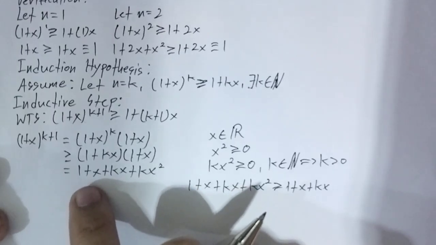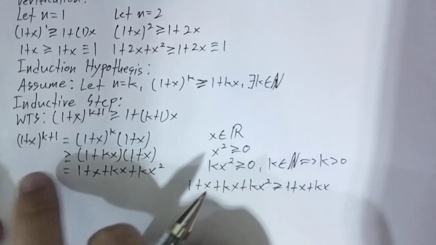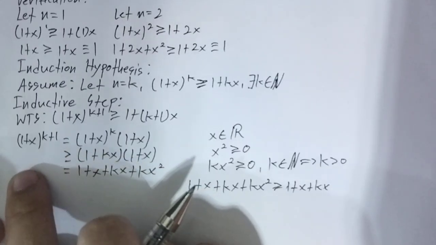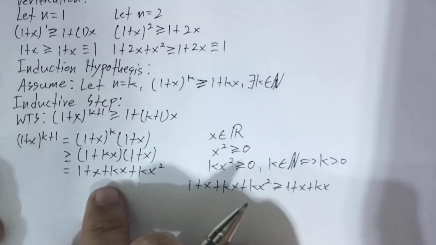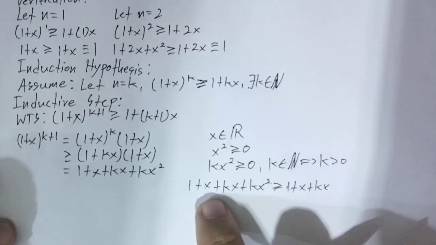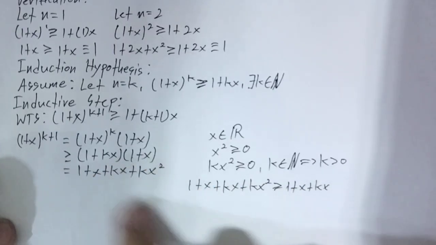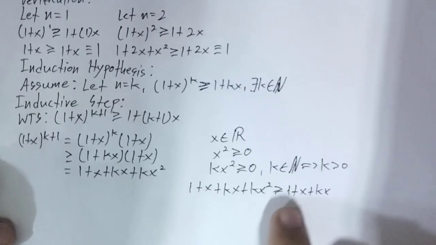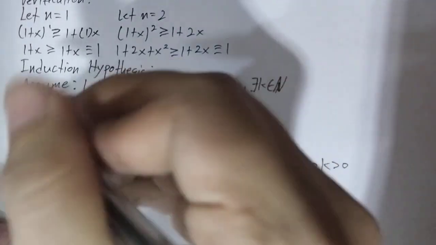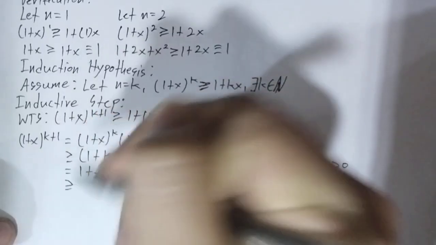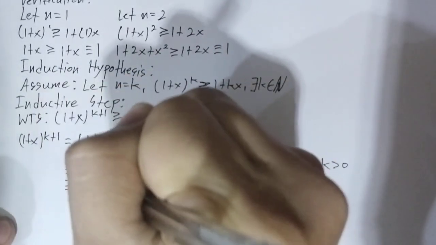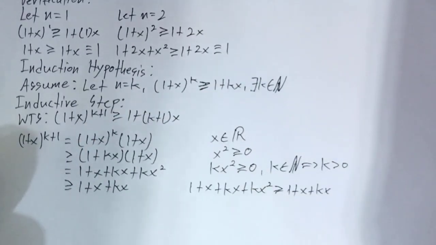So in our proof, we found that the binomial (1 plus x) raised to k plus 1, right, is greater than or equal to 1 plus x plus kx plus kx squared, right? But we've shown here that this sum is greater than or equal to 1 plus x plus kx, right? So if we replace that, this will become greater than or equal to 1 plus x plus kx. Now that's good.